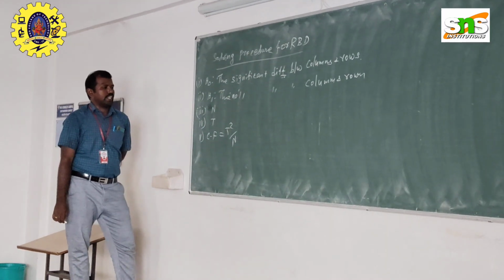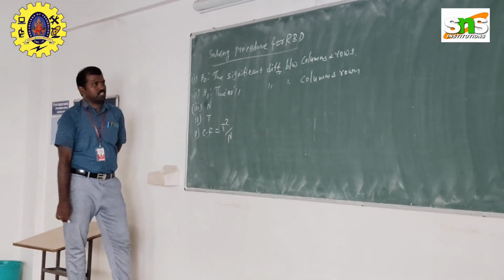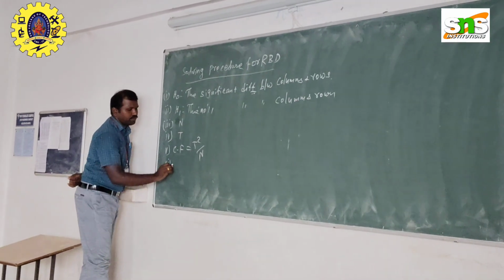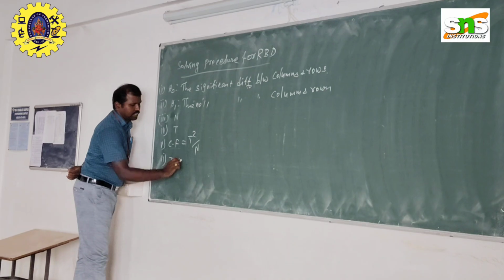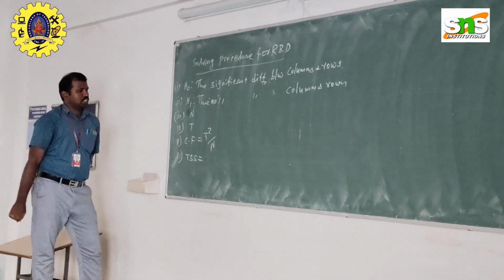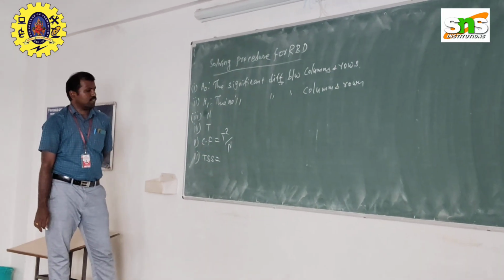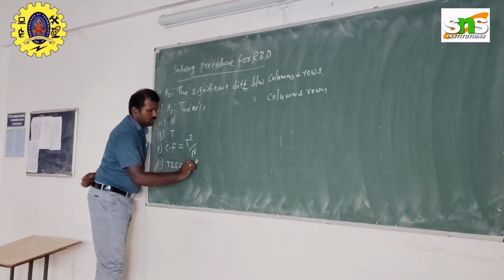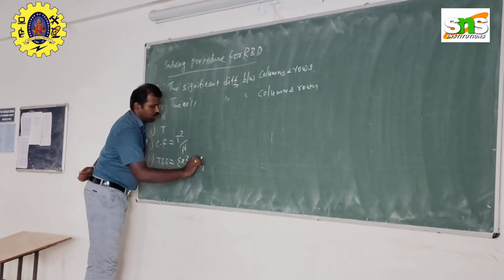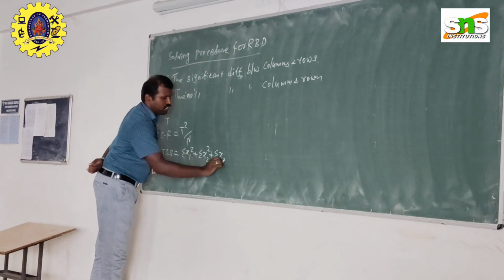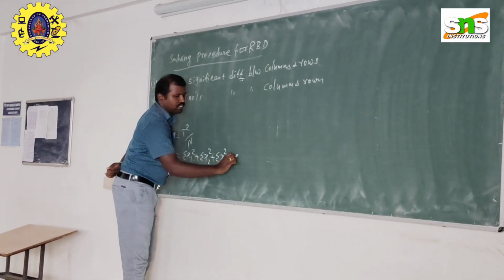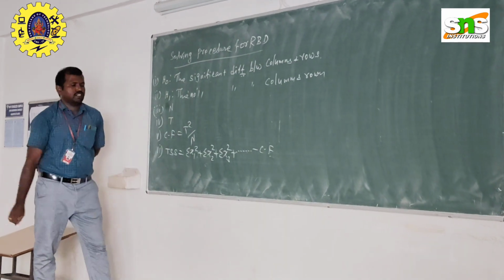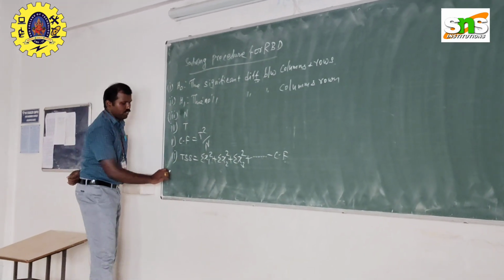This one is the correction factor for randomized block design. Sixth one, TSS. TSS means total sum of square. The formula is summation x1 square plus summation x2 square plus summation x3 square plus etc. minus correction factor. This one is the total sum of square formula.